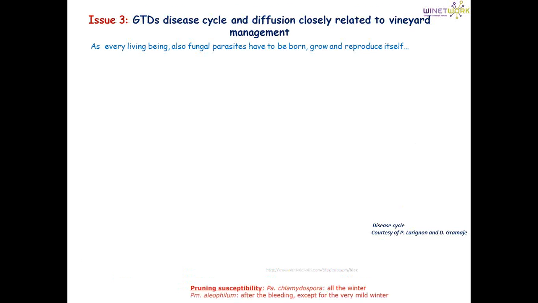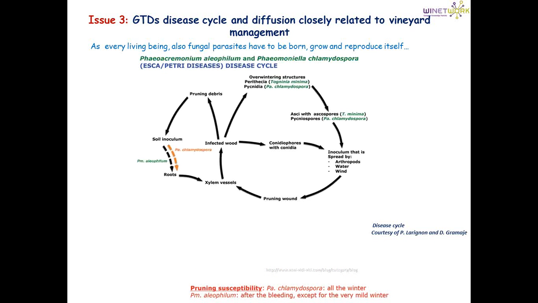Another problem is that GTD are always closely related to vineyard management. Here you can see how the pathogen moves into a vineyard. For instance, this disease cycle refers to Phaeoacremonium aleophilum and Phaeomoniella chlamydospora, which are responsible for esca and Petri disease. The inoculum, as you can see, can transfer the pathogen from diseased woody plants to healthy plants, carried by wind, by water, by insects, and can reach the pruning wounds that are susceptible to being infected by these spores.